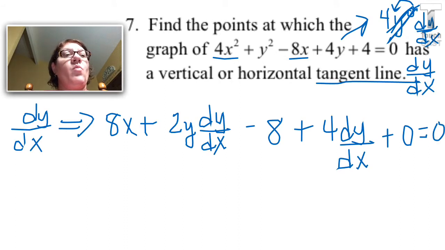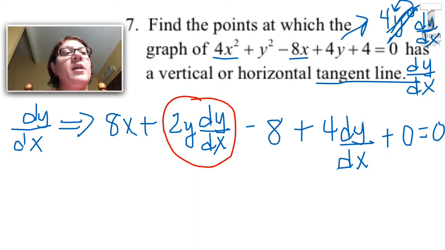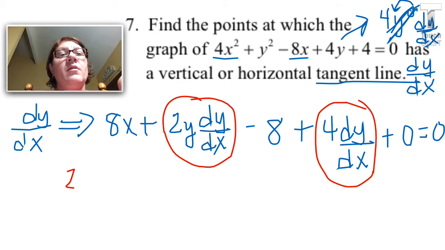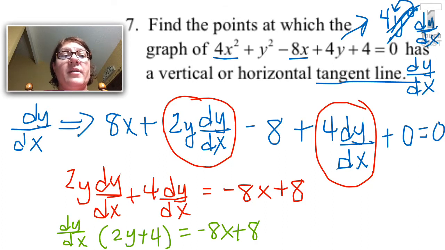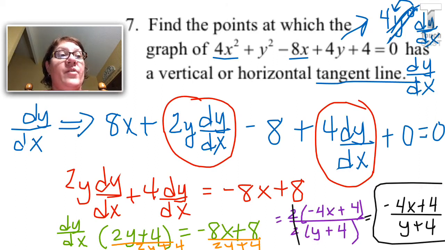So now I need to get the dy dx's by themselves. So it's a dy dx party. Everybody else not invited. So I'm going to move the other terms to the other side. So hopefully you agree with that. And then I'm going to factor out dy dx. And then I'll get dy dx by itself by dividing by that parentheses on both sides. And I'll see if I can reduce it. I think I can factor. So there, I did all that work and found the slope of the tangent.